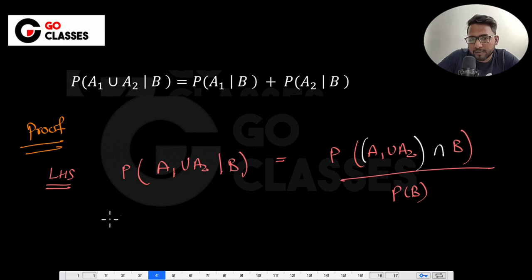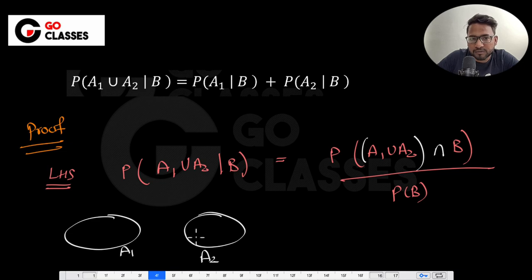Here A1 and A2 are disjoint, so maybe I can make a Venn diagram. This is A1, this is A2, and now there could be some event B, let's suppose something like this, given B. This whole thing is the sample space.